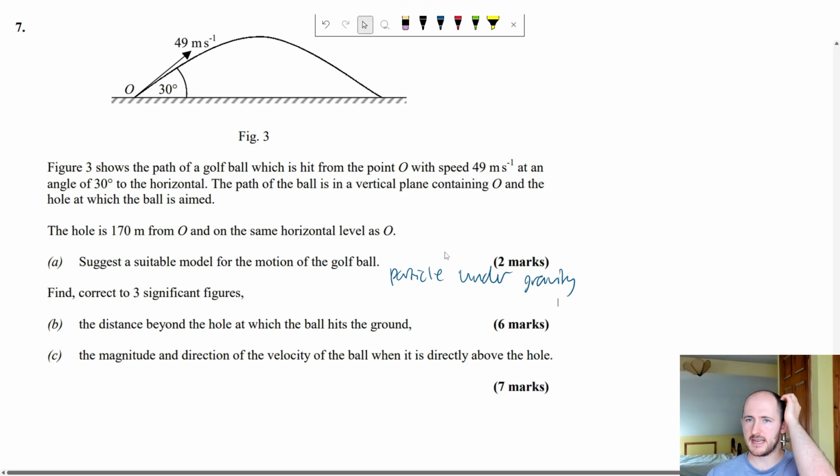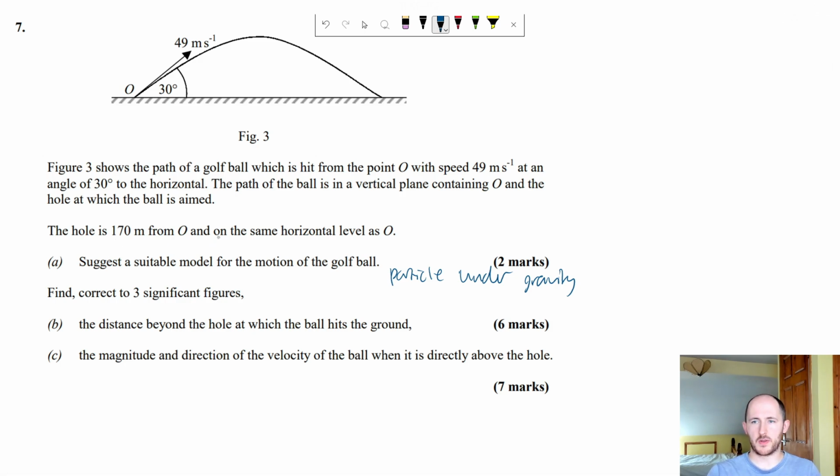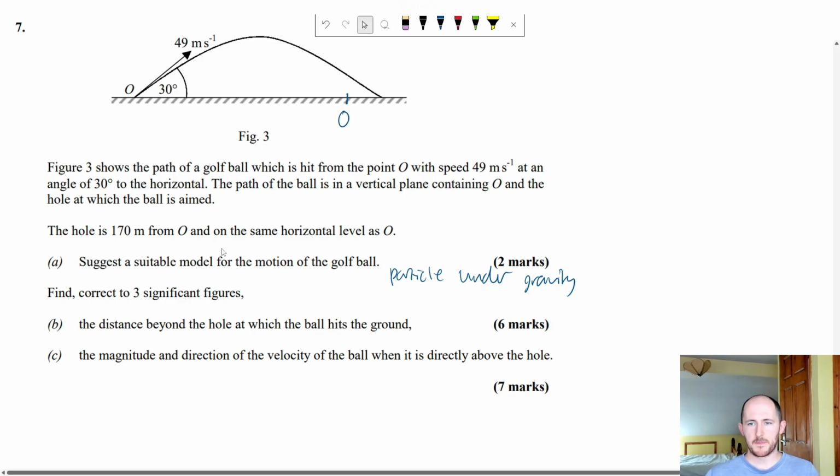Particle moving freely under gravity is perfectly fine because a golf ball is very small, so the effects of things like wind resistance, etc. are not super important. But here we're hitting a golf ball, 49 meters per second. It goes on an arc, of course it does, 30 degrees to the horizontal, and the actual hole is 170 meters from O. So let's just say it's like here, for example, and on the same level as O. Oh, sorry. Maybe I should just say hole instead. Like that. And find correct to three significant figures the distance beyond the hole which the ball hits the ground.